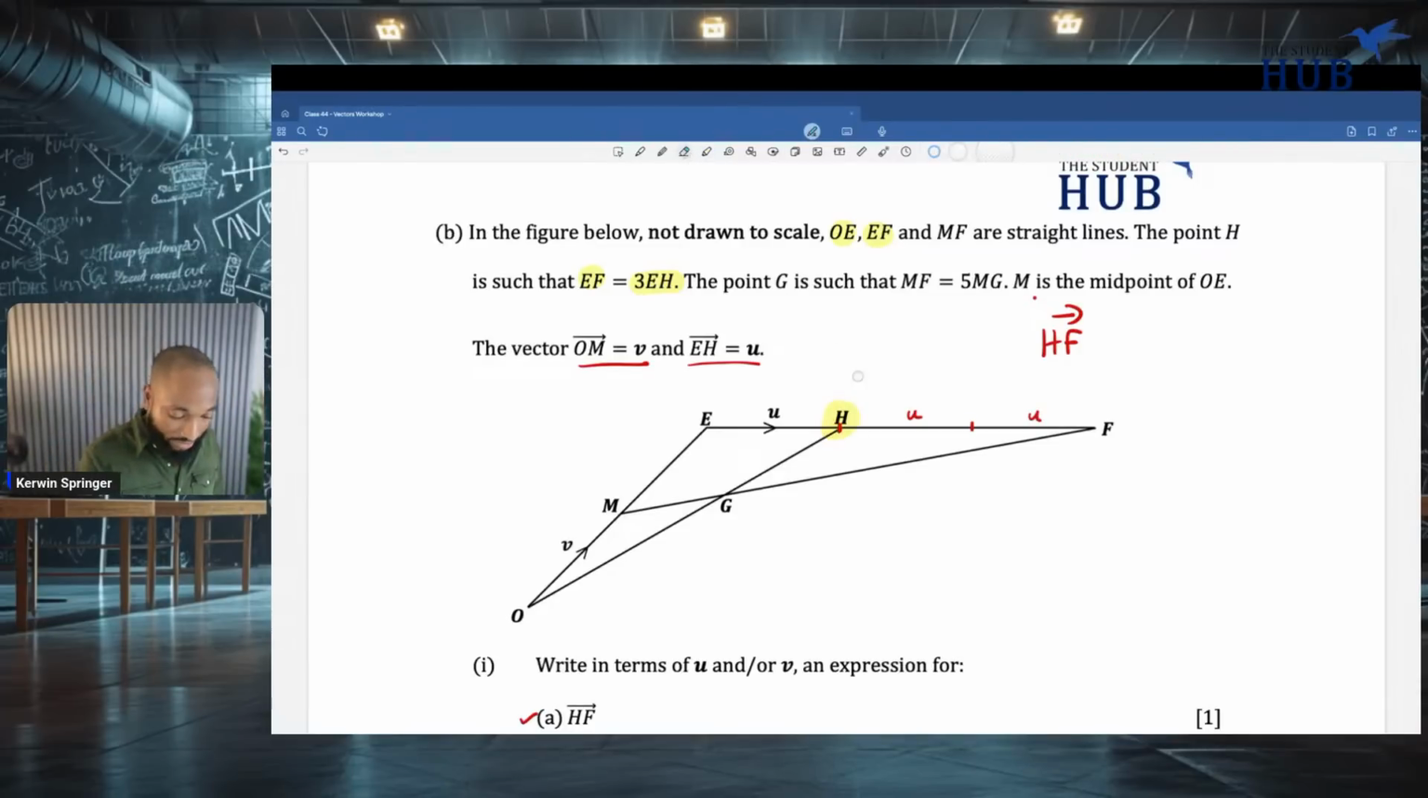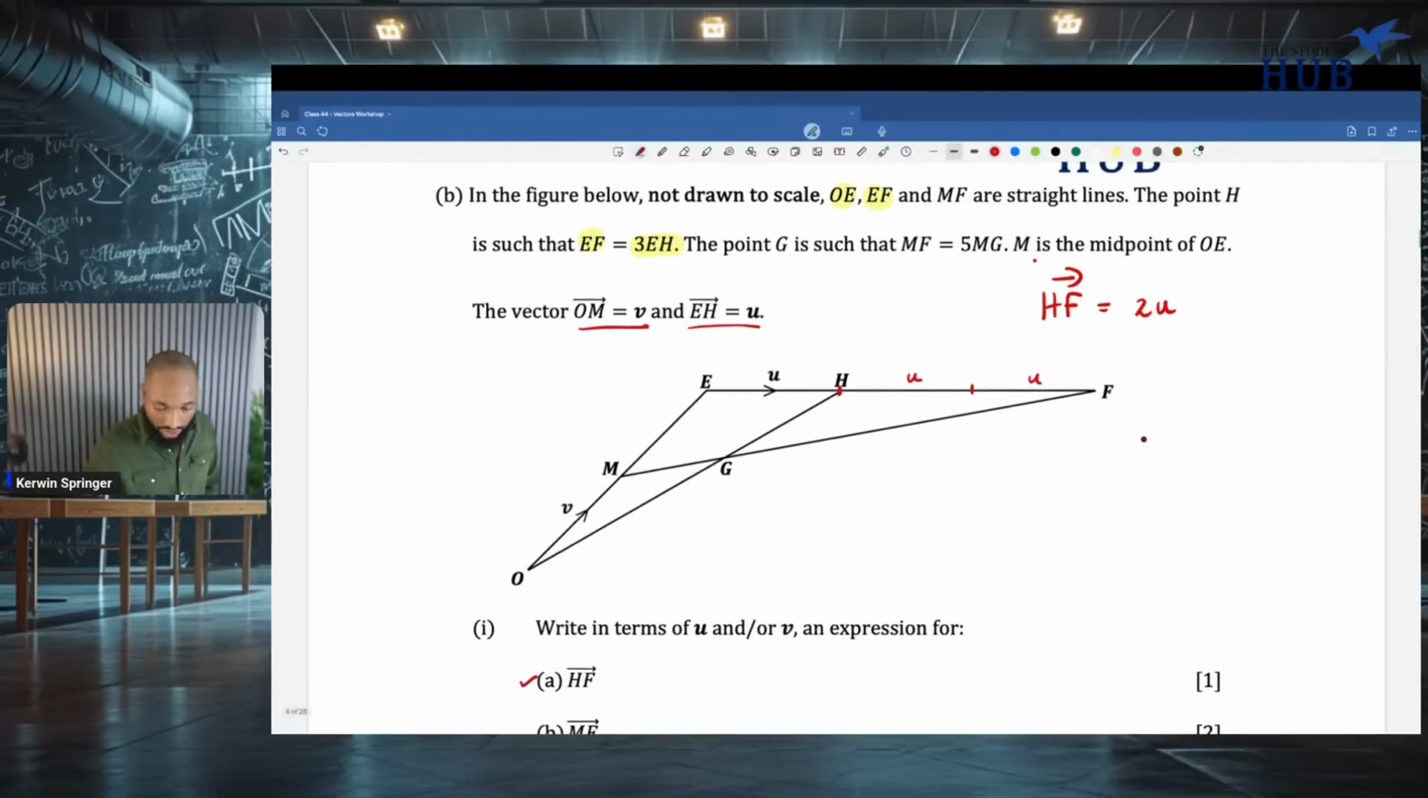What is HF? Can we see now that HF has to be 2U? Can you see it? If EH is U, and from E to F is 3 of that, then H to F must be 2U. Simple things. All right, let's go on to the next one.